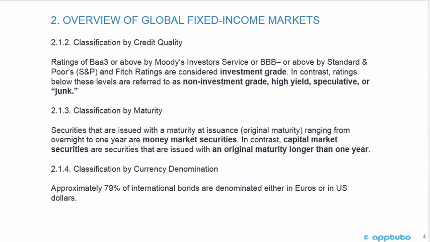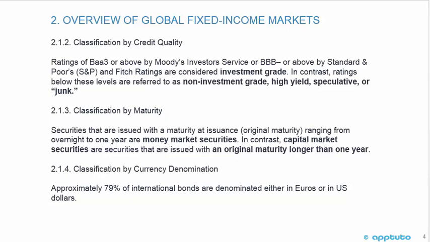And don't worry, we'll be looking at this classification by credit quality again in a later LOS, but this is just the first introduction to it. Next, in terms of classification of fixed income markets, we're going to look at classification by maturity, and this is important. Securities that are issued with a maturity at issuance, original maturity, ranging from overnight to 1 year are money market securities. So overnight to 1 year are money market securities.